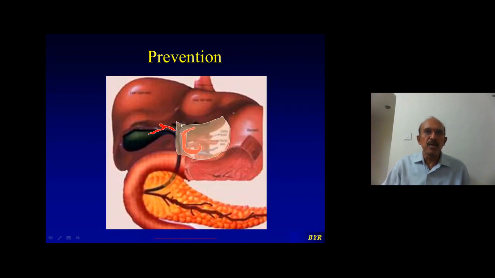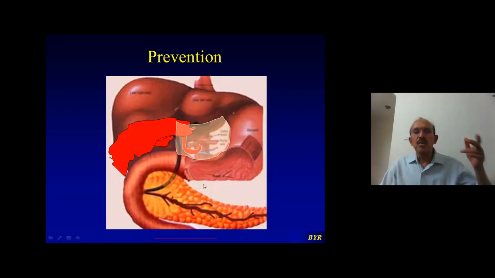So this is the free border of the lesser omentum. This is the hepatic artery. This is the right hepatic artery. This is the cystic artery. So here is the foramen of Winslow. Just behind this is the foramen of Winslow. So there is a sudden gush of blood. So the surgeon and his team go into panic. So you want to stop the bleeding.